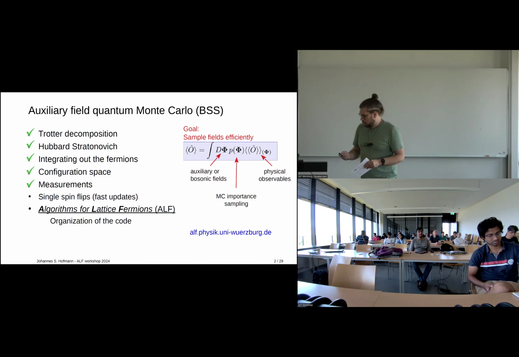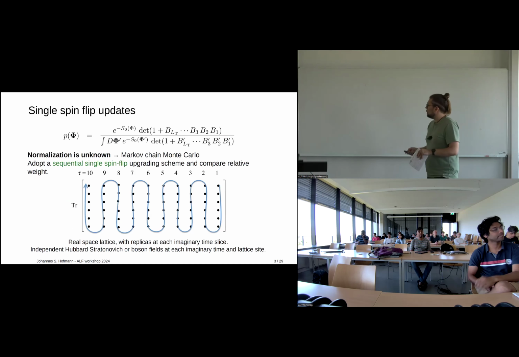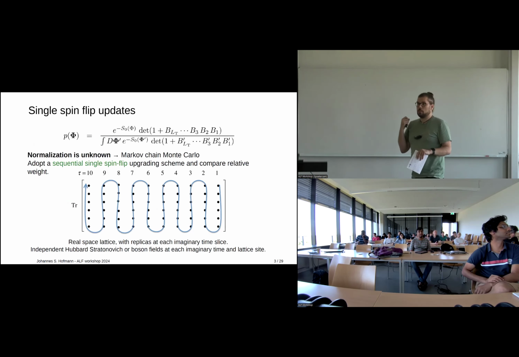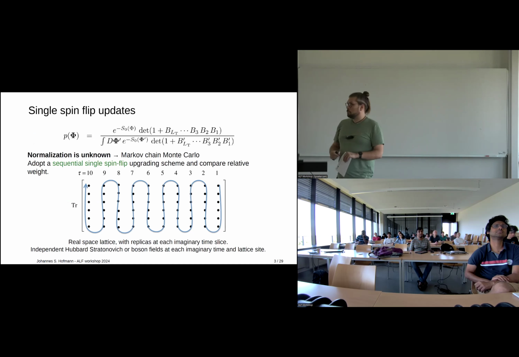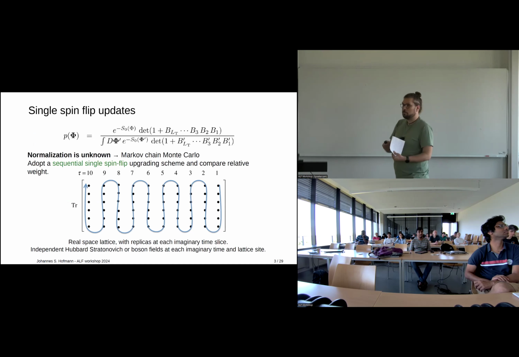One challenge in this part is that we actually don't know the normalization. This is one part where the Markov chain algorithm helps us, because here we only have to compare the relative weight of two configurations, and the normalization will drop out if I take the ratio between those two weights. So I don't have to know the normalization.